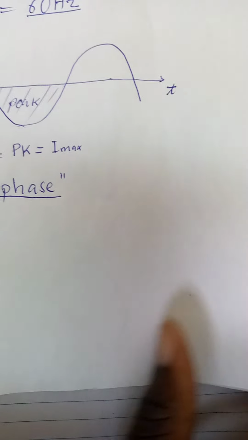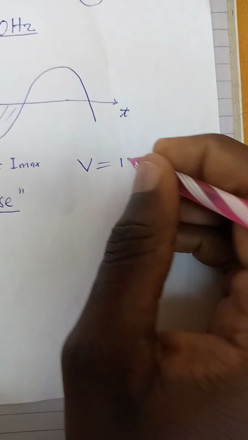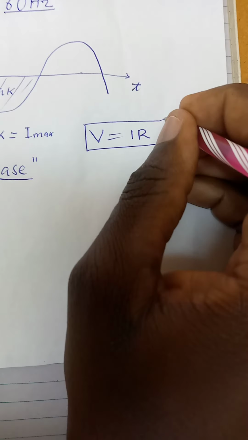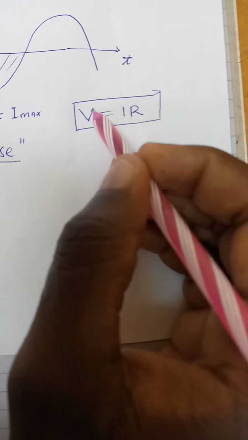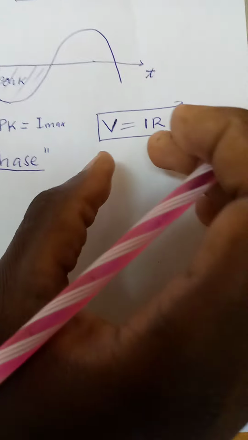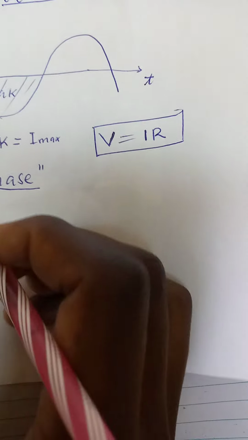Why are we saying that? So we are saying V is equal to IR, isn't it? V is equal to I R. So if we increase voltage, we also increase current. If we reduce current, we also reduce voltage, in phase. So the formula we use to calculate either voltage or current is this.